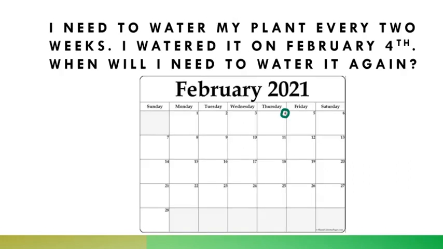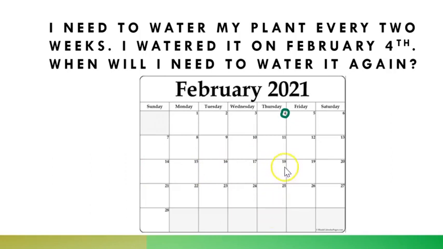But what about if I need to count weeks? I need to water my plant every 2 weeks. I watered it on February 4th. When will I need to water it again? So I could count the days. I know that in 2 weeks there would be 14 days, and I could count to the right 14 days. 1, 2, 3, 4, 5, 6, 7, 8, 9, 10, 11, 12, 13, 14.